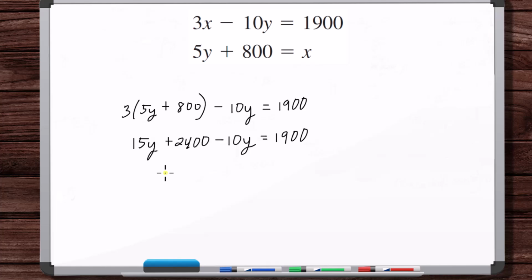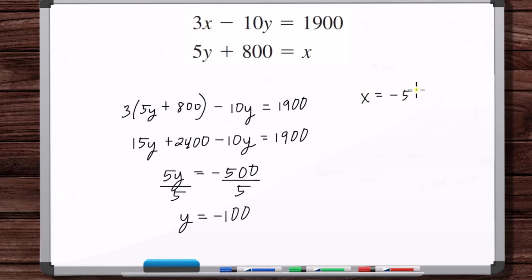All right, 15y minus 10y is 5y. And then 1900 minus 2400 is minus 500. So y is equal to minus 100. Okay, so now plugging minus 100 into this second equation, 5 times minus 100 is minus 500 plus 800. X is equal to 300. So 300, minus 100.